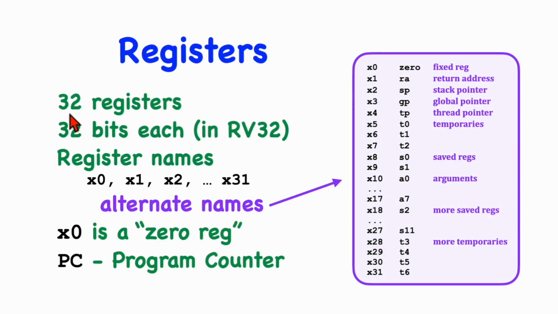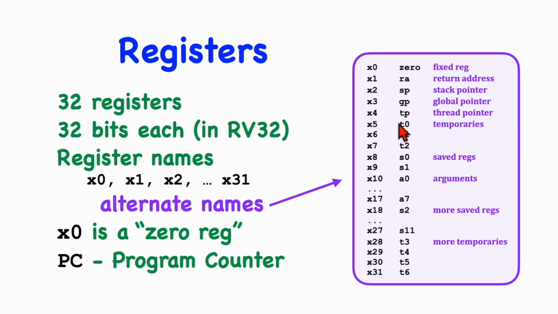There are 32 general purpose registers. Each register is 32 bits in size. In this video, I'm covering the RV32 specification, in which the registers are 32 bits. RISC-V also has an RV64 variation, in which the registers are 64 bits, but we won't be discussing the 64-bit stuff any further. Each register has a name, and those names are X0, X1, and so on, up to X31.